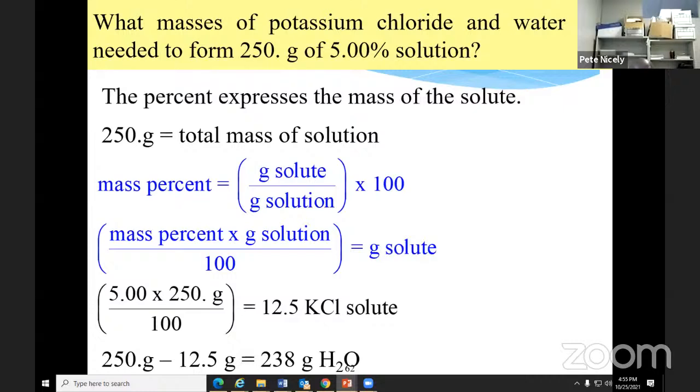So that's basically how this problem is solved. Okay, any questions about this example? Any questions?